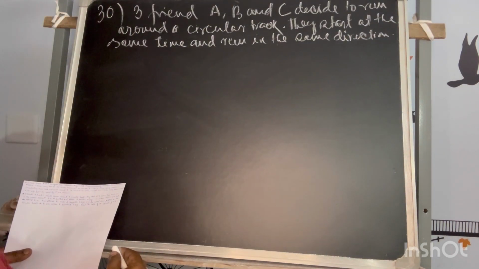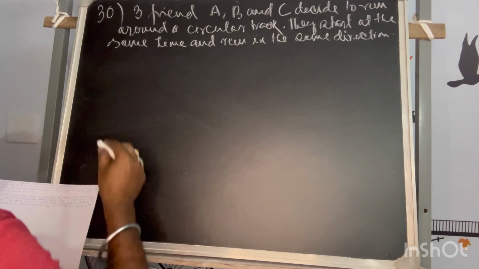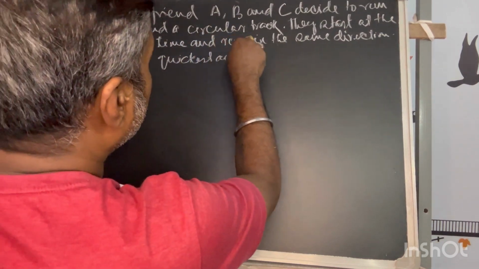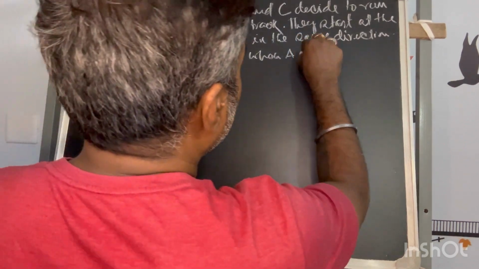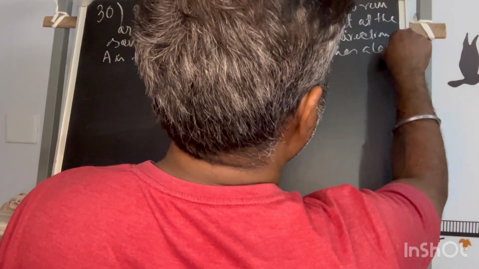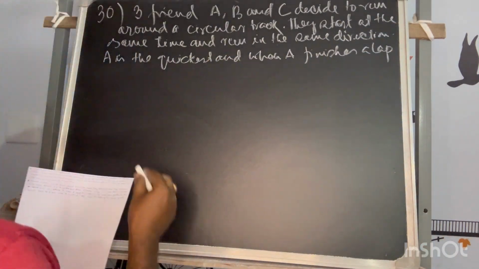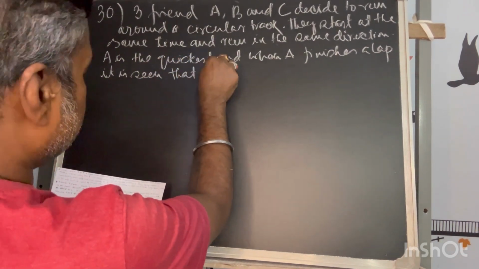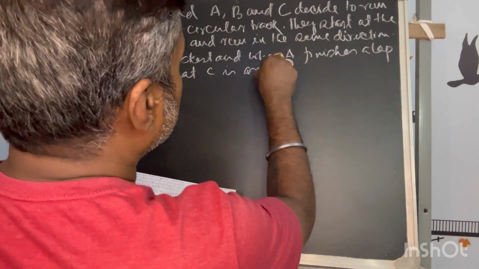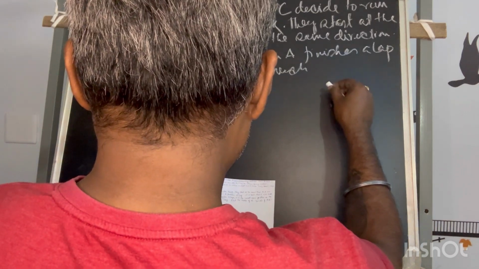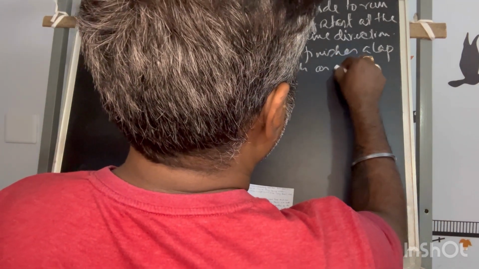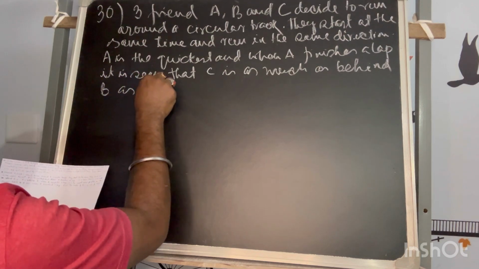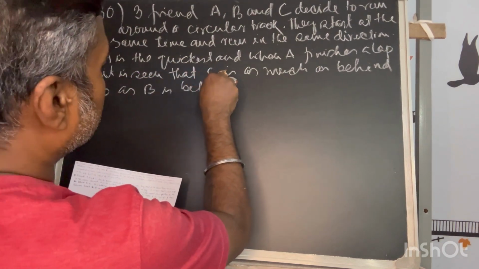A is the quickest, and when A finishes a lap, it is seen that C is as much behind B as B is behind A.